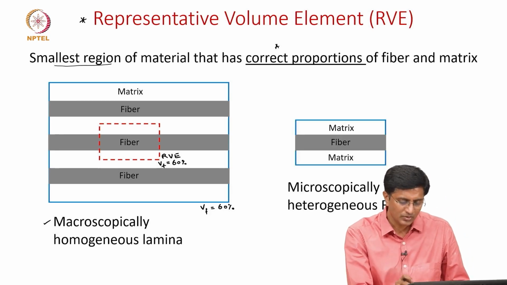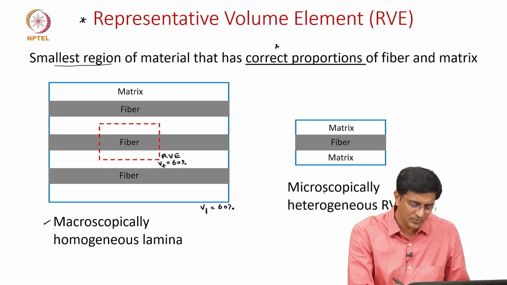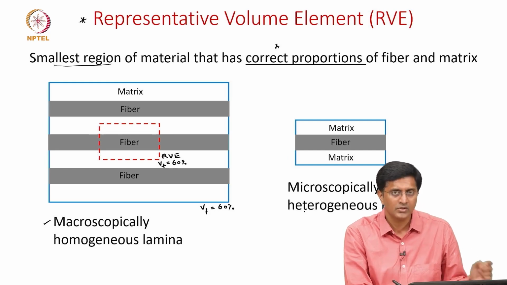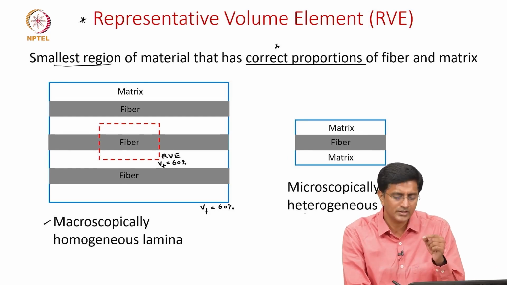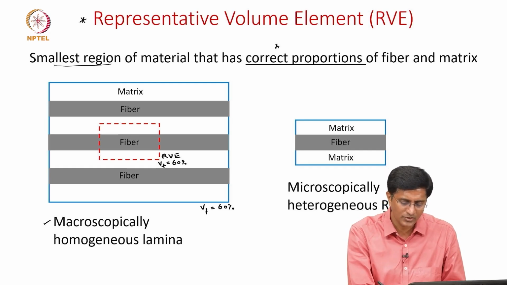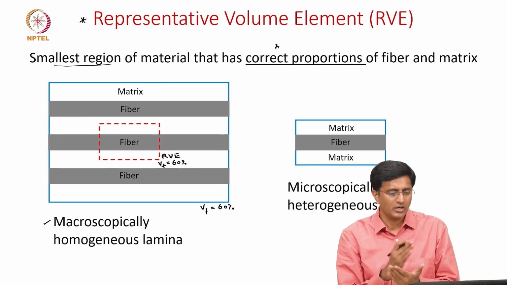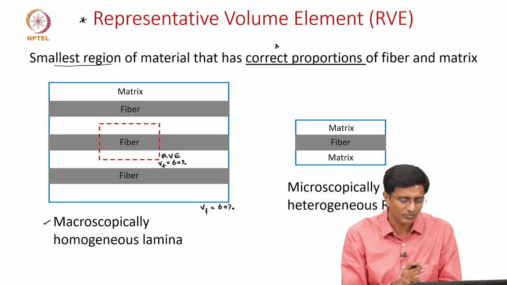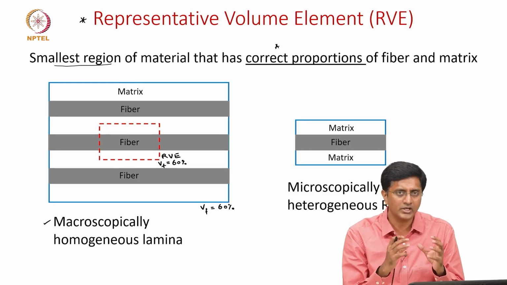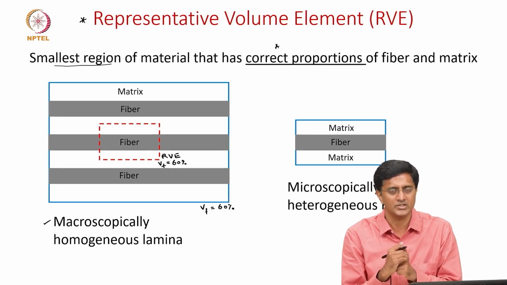So now let's see that this is the RVE which we are focusing on, which is microscopically heterogeneous. Why are we calling it heterogeneous? Because we now acknowledge that there is a fiber as well as a matrix in the representative volume. I hope this is clear. Let me emphasize that when we look at this small region, we need to ensure that we capture the right proportions of the lamina in the RVE as well.